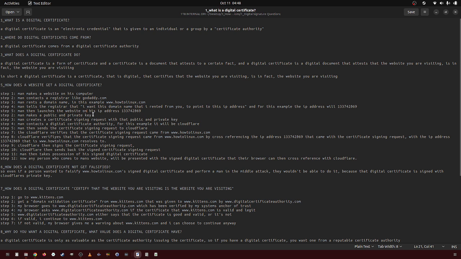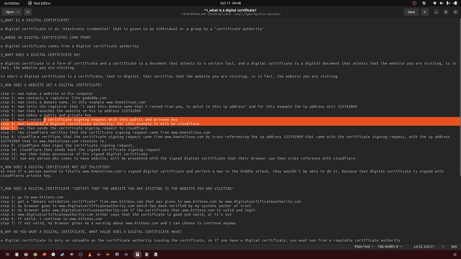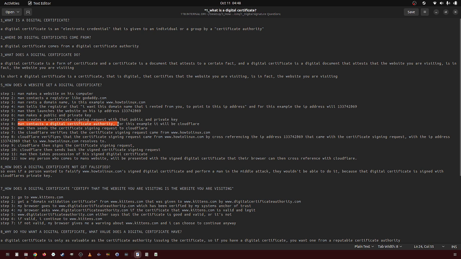Step 5. Man then launches the website on his IP address 1337.420.69. Step 6. Man then makes a public and private key. Step 7. Man creates a certificate signing request with that public and private key. Step 8. Man contacts a digital certificate authority. For this example, it will be Cloudflare. Step 9. Man then sends the certificate signing request to Cloudflare.